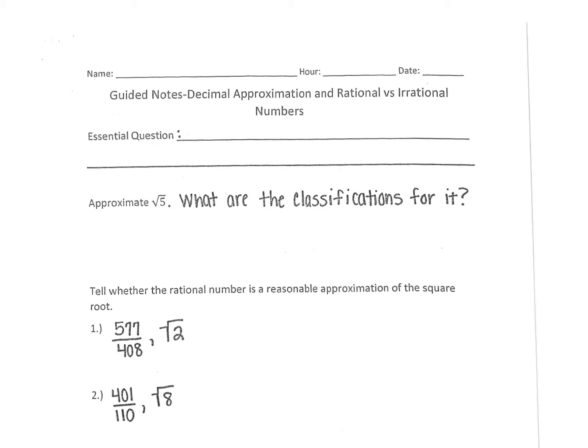Hey everybody, today we are going to be going over the guided notes. It's decimal approximation and rational versus irrational numbers. So our essential question today is, how can you find decimal approximations of square roots that are not rational?